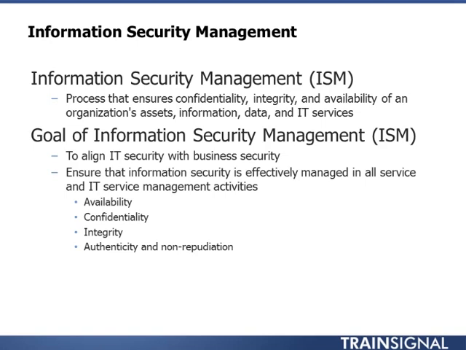Confidentiality is the idea that we will only disclose information to those that have a business need or are authorized to receive it. Integrity means that the information is accurate and complete, and availability means the organization's data is available to those who need to have it.